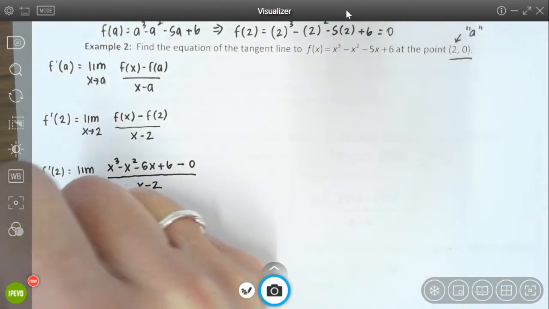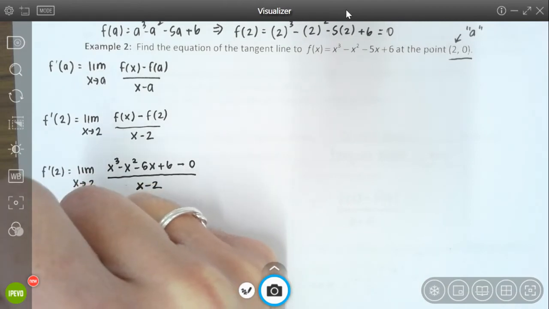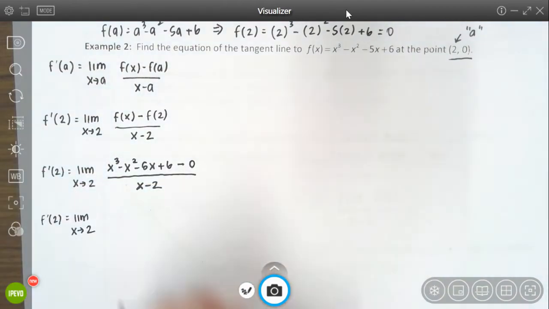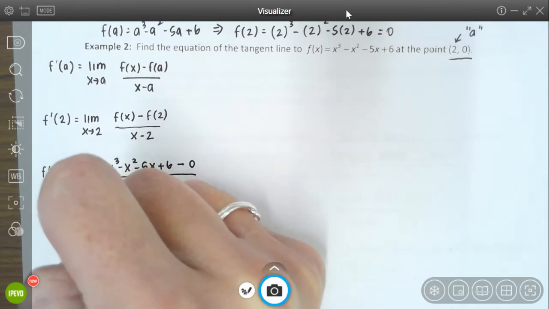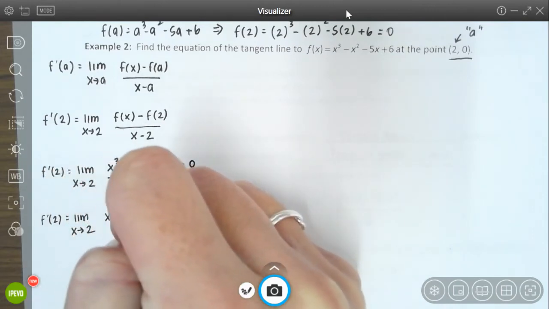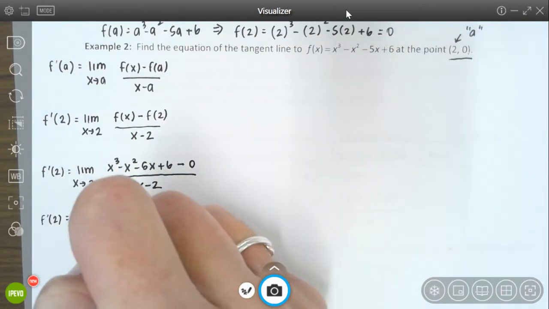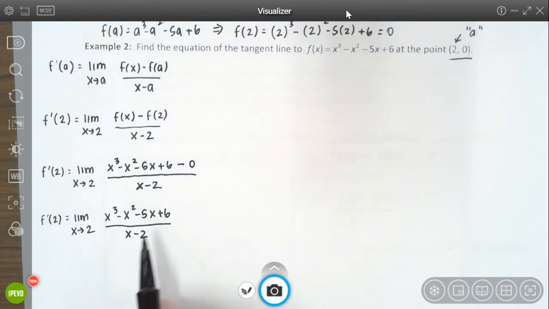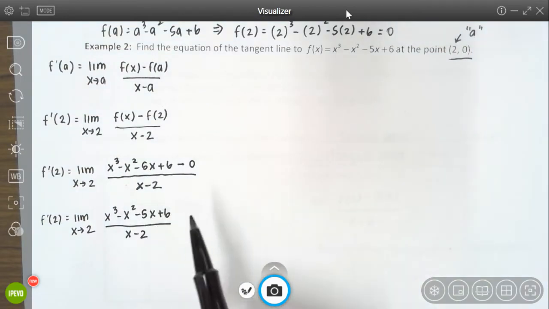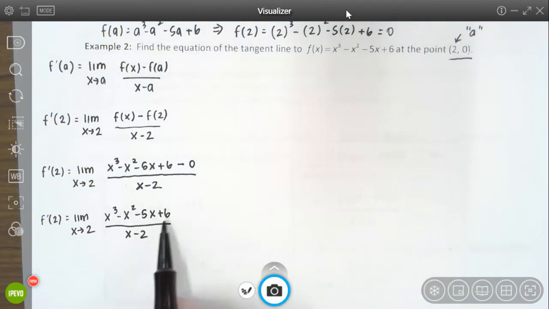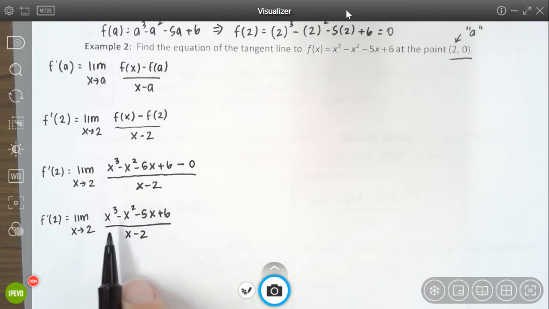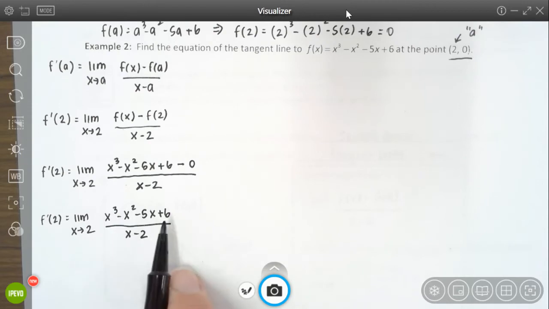So I'm going to rewrite this as f prime of 2 is equal to the limit as x is approaching 2 of x cubed minus x squared minus 5x plus 6 all over x minus 2. We're noticing that nothing's going to be canceling with the numerator and the denominator, so we're going to need to do a little bit of work with the numerator. Usually when there's a 4-term polynomial, I try factoring by grouping. So I'll group the first 2 terms together and the last 2 terms together and try to factor that way.